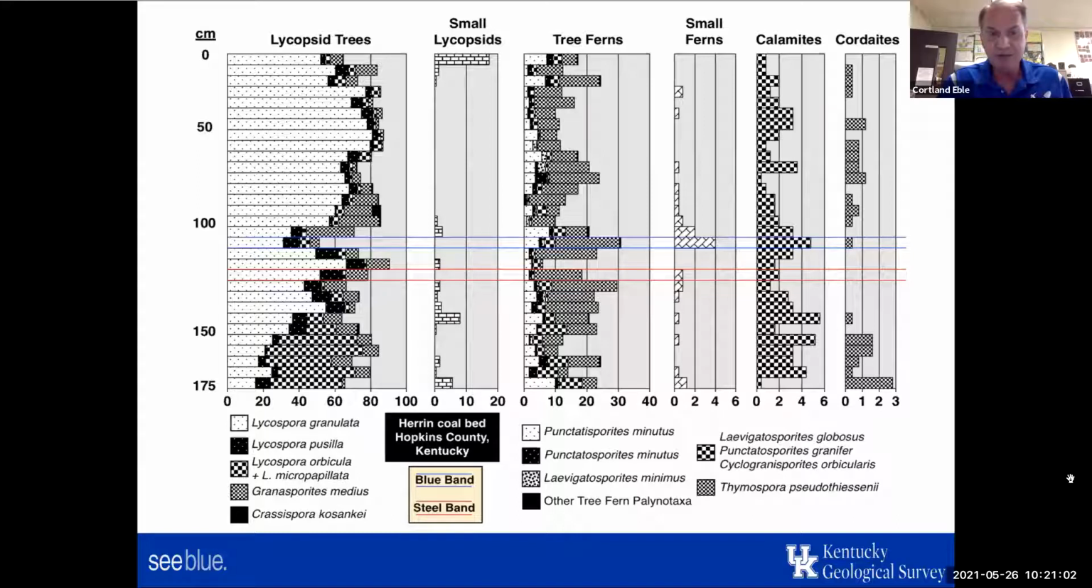But you can see the same kind of pattern. You see Lycospora and Orbiculapollis micropapillata common at the bottom, and then that gives rise to a more granulata dominant flora throughout. Tree ferns, same kind of patterns we saw in the Springfield, maybe a little bit different, but similar. And the same is true for the other plant groups. Next slide, please.